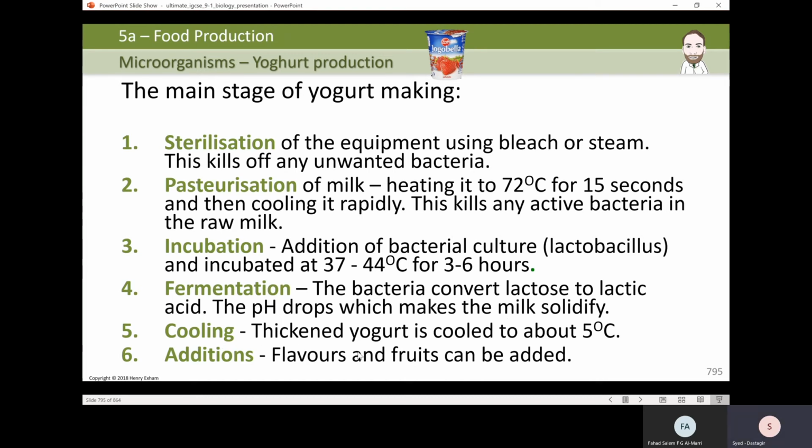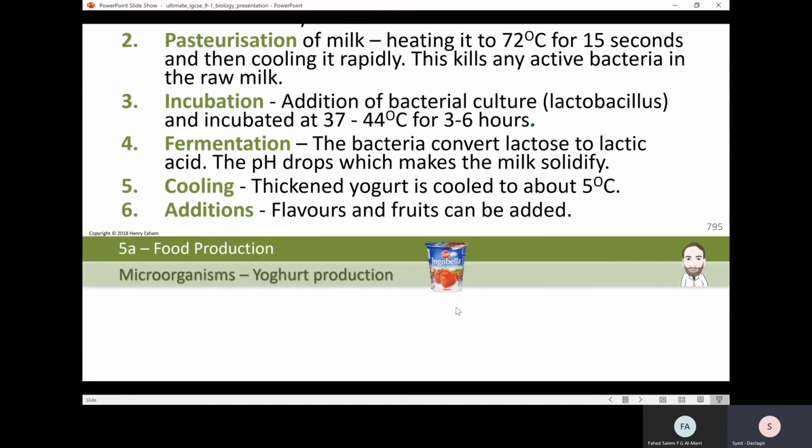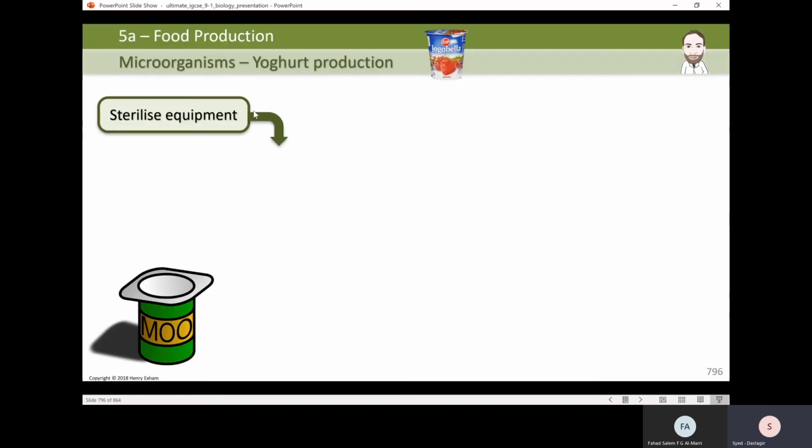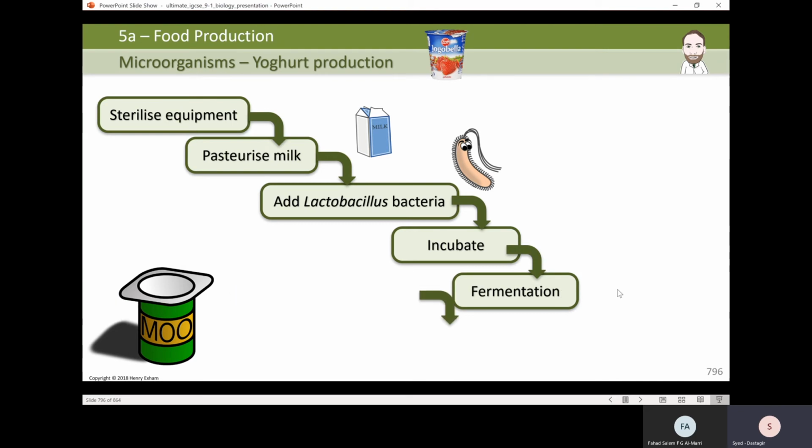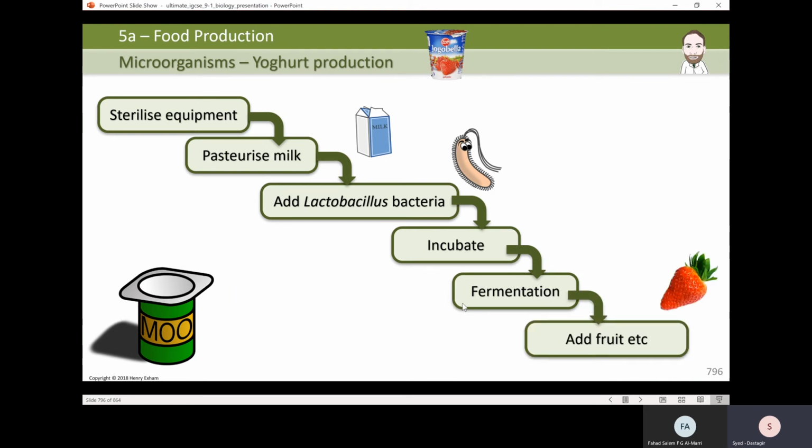Now, cooling it down, the yogurt is cooled down to about 5 degrees Celsius. Then we can add other things like flavors and fruits. So, Fahad, just briefly, this is the summary of what's happening. So we sterilize, we pasteurize, then we add lactobacillus, we incubate, letting it grow. This then converts, during fermentation, the lactose into lactic acid, and then we add fruit.